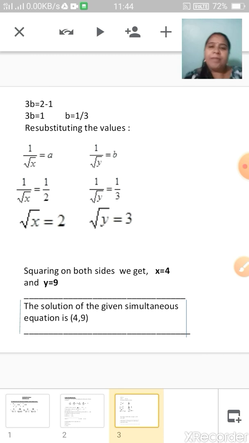But a and b were not the variables that we were supposed to find out. We are supposed to find out the variables x and y. How will we get that? By resubstituting the values. So again going back to the first part of the sum where we have assumed, from there we get 1 upon root x is equal to a and 1 upon root y is equal to b. Now in place of a and b, we will substitute the values which we have just now got. So a is 1 upon 2 and b is 1 upon 3.